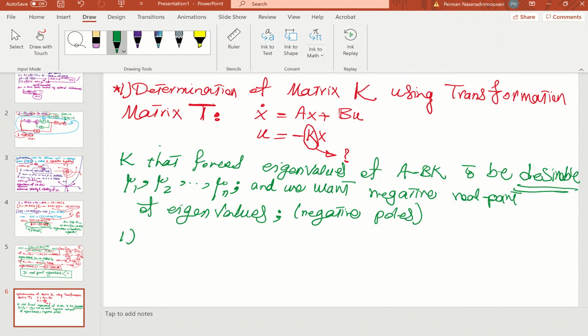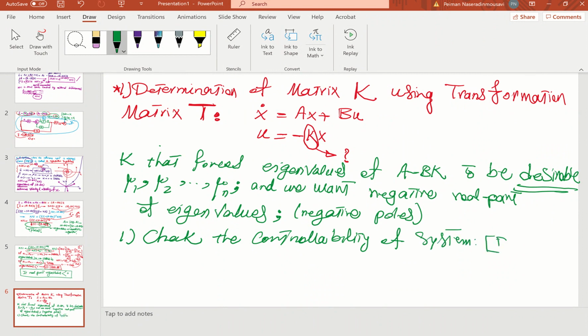Step one, as I taught you several times, check the controllability of the system using the controllability matrix B, AB, up to A^(n-1)B.